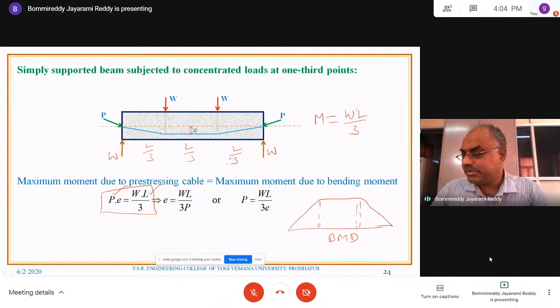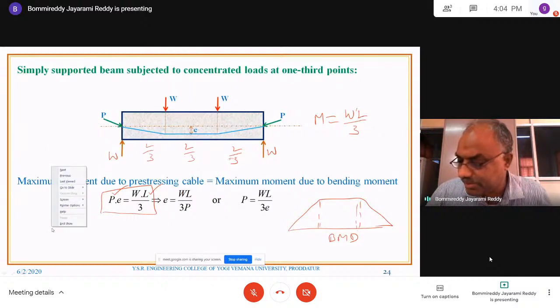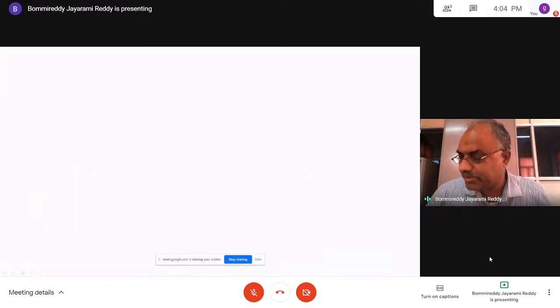Like that, this is the load balancing concept. In the load balancing concept, whatever loads are acting externally on the structure will get balanced by the pre-stressing force itself. Sometimes the question may be a little bit different depending upon the loads.